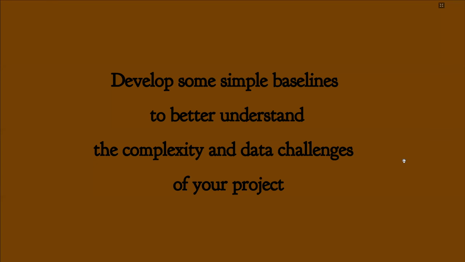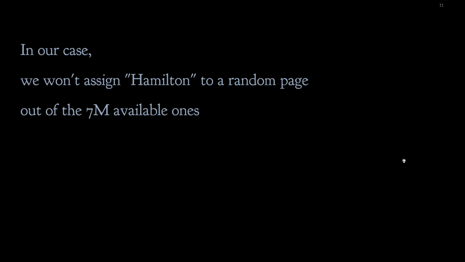And another guideline that I would really give here is that you have to develop some simple baselines to better understand the complexity and the data challenges of your project. There's no other way to really understand what the 79% figure means. And this is what I will walk you through in the next few slides to really understand that 79% figure better. So in our case, when I said before, we can design a random baseline. Of course, we wouldn't be assigning the words Hamilton to any random page of the 7 million available ones on Wikipedia.